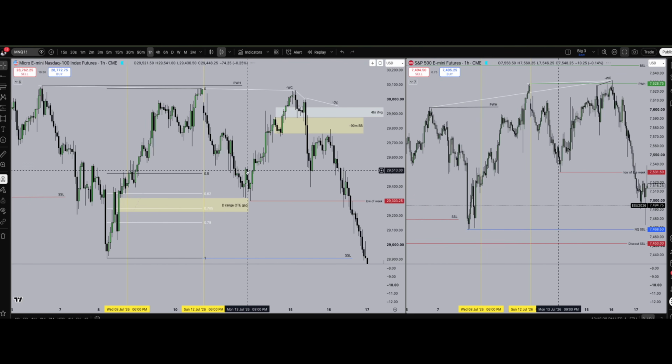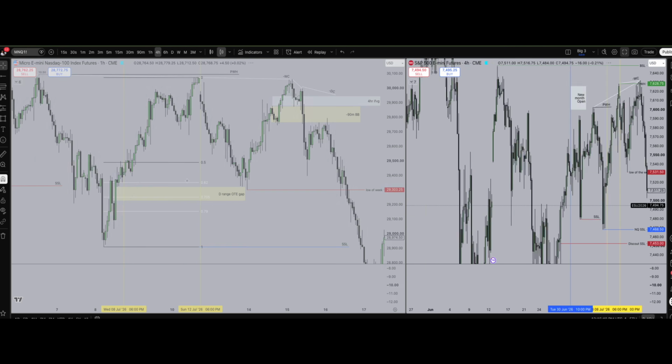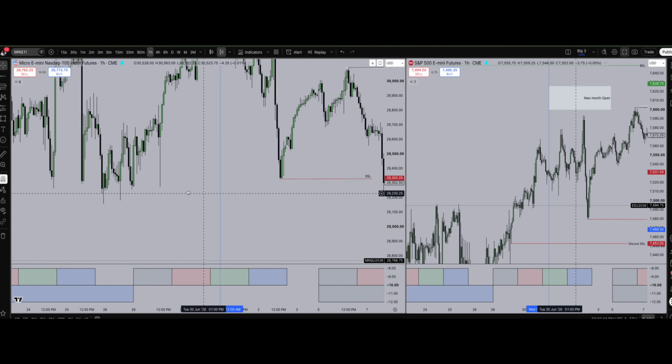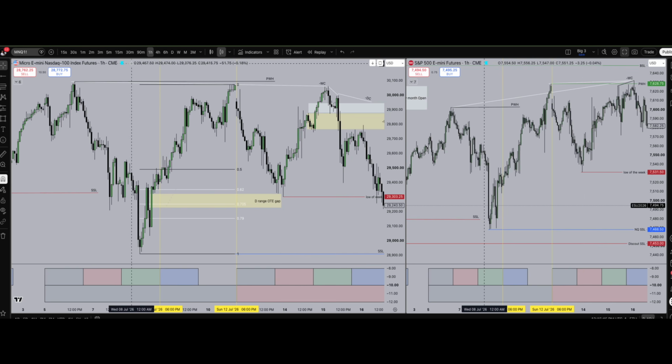That's why I don't always use the 90-minute. I do use the 1 hour and 4 hour for this. 4 hours is a bit harder. That's more of a higher time frame. So what I like to say is 1 hour for the daily.